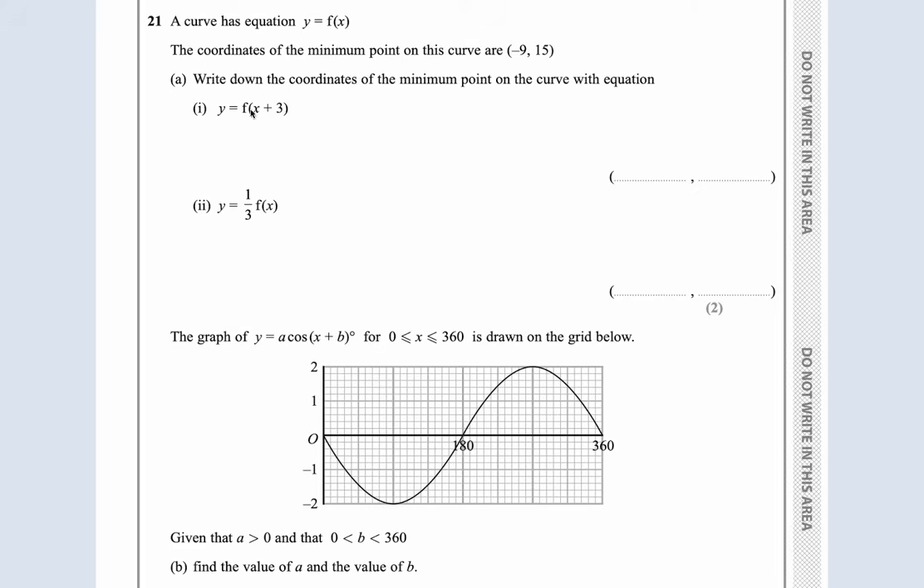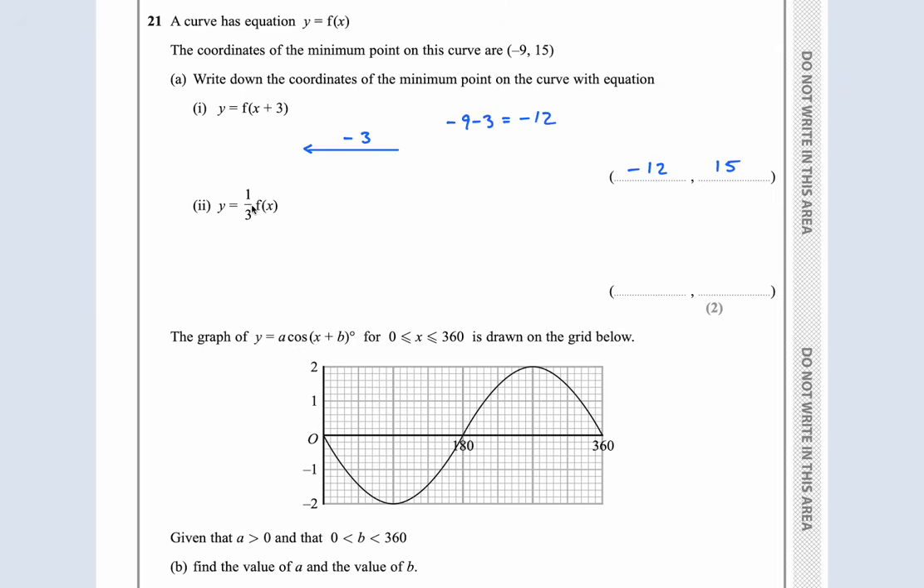If you understand that the f of x plus 3 translates the graph left by 3. So you actually subtract 3, but it goes this way. So the minimum point, which is minus 9, 15, goes left 3. So we do minus 9 minus 3. Minus 9 minus 3 is negative 12. And the 15 stays the same because that's the y coordinate. It's not going up and down, it's just going left. So it's minus 12, 15.